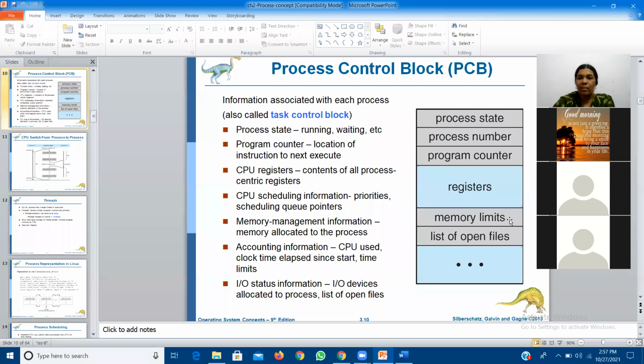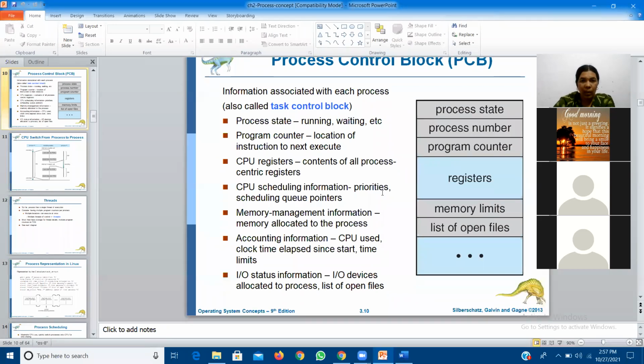So this is called memory limits. And the next one is the list of open files, which I just discussed over here. And these three dots are related to memory management information, accounting information, and IO status information. So this is about PCB, process control block.